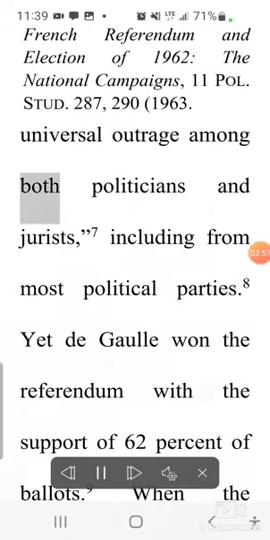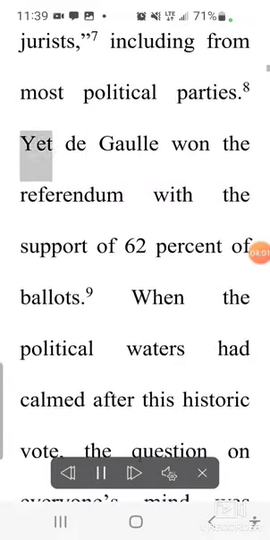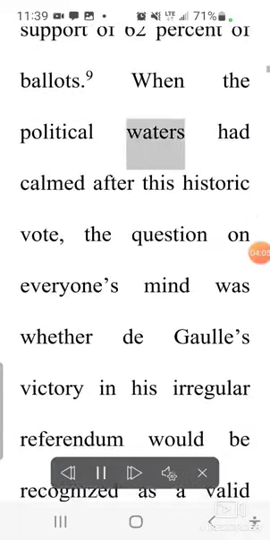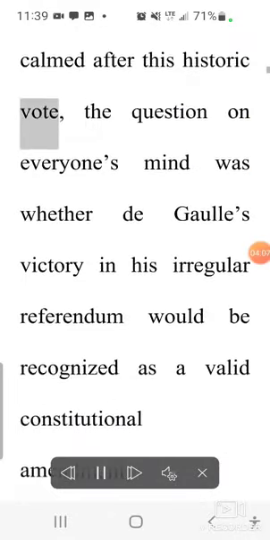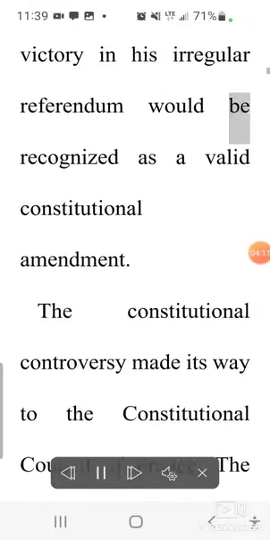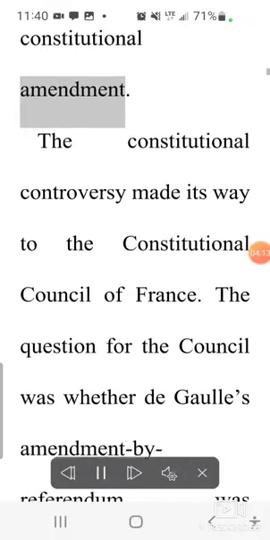universal outrage among both politicians and jurists, including from most political parties. Yet de Gaulle won the referendum with the support of 62% of ballots. When the political waters had calmed after this historic vote, the question on everyone's mind was whether de Gaulle's victory in his irregular referendum would be recognized as a valid constitutional amendment.